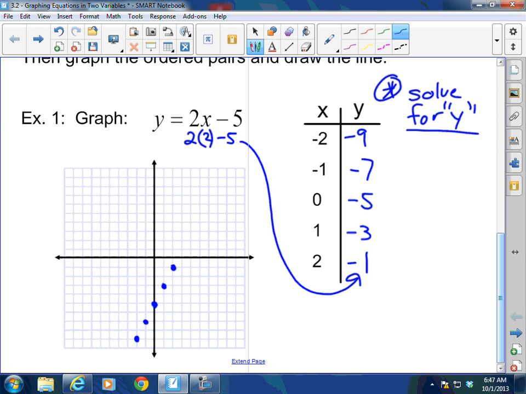Go ahead and make a straight line going right through these points. And there you go. There's your line. Nice and easy. All right, let's check out another one.